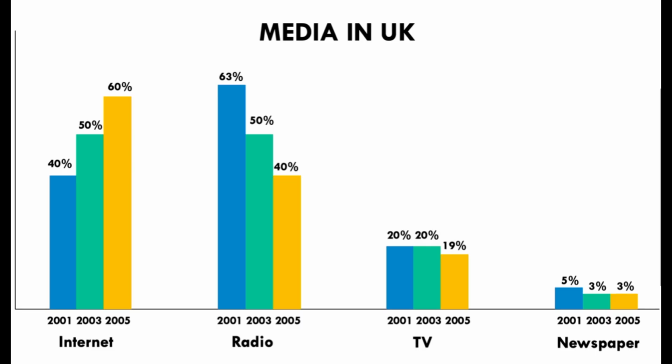The following graph gives information about media in UK. The items include internet, TV, newspaper and radio. According to this graph, in internet, the value of 2005 is around 60%, and that of 2003 is lower, which is around 50%. You can see from this graph that the highest value of 2001 is in radio, which is 63%. In conclusion, newspaper has the lowest value in 2005, about 3%.